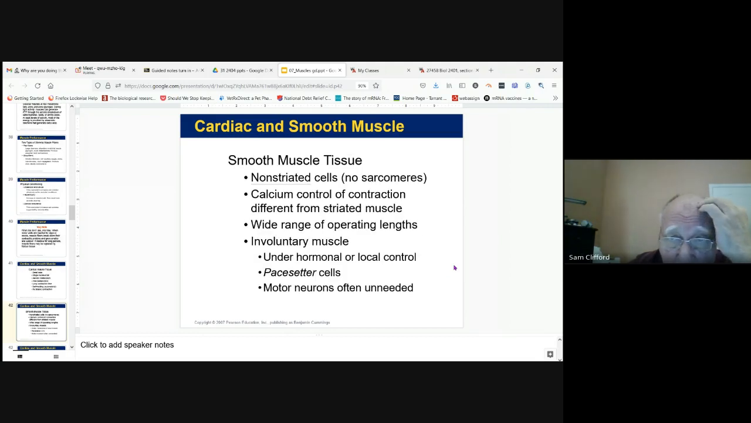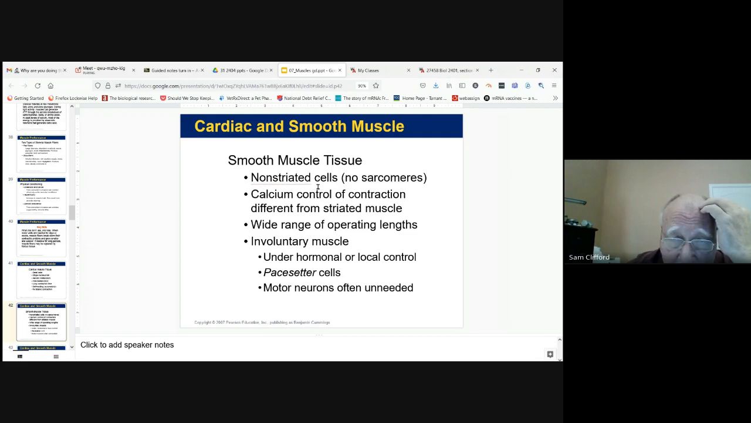So smooth muscle, non-striated, doesn't have any cross links. It's involuntary. Motor neurons are often unneeded. So this is slightly different from how calcium is used in striated muscle.